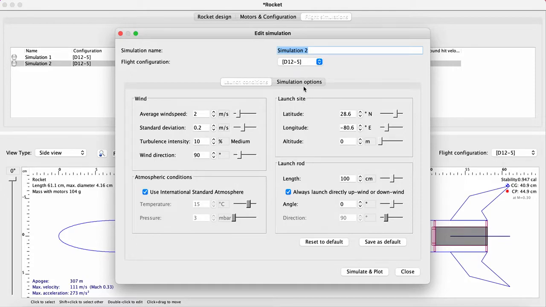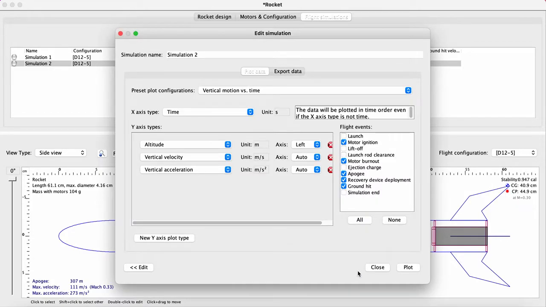And yeah, we can basically leave all these as it is, and we go to simulate and plot. Now it gives us a choice of what we want to actually show on our plot. Altitude and velocity are most important, right? That's what we care about. How fast is this thing going, and what is the altitude that it's going at? So we can get rid of vertical acceleration. That's fine. And then we go ahead and we click plot.